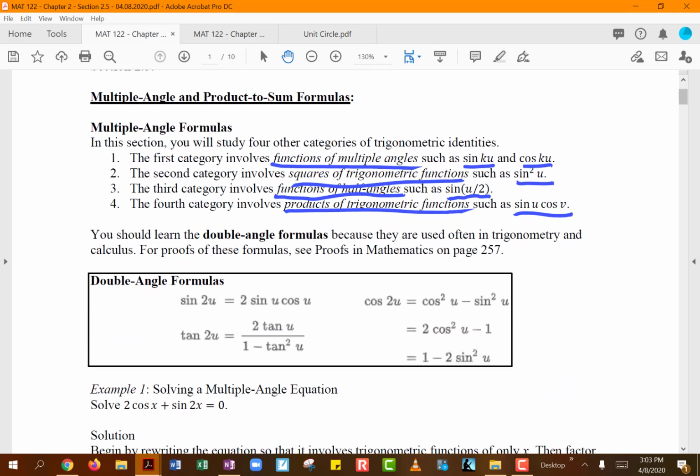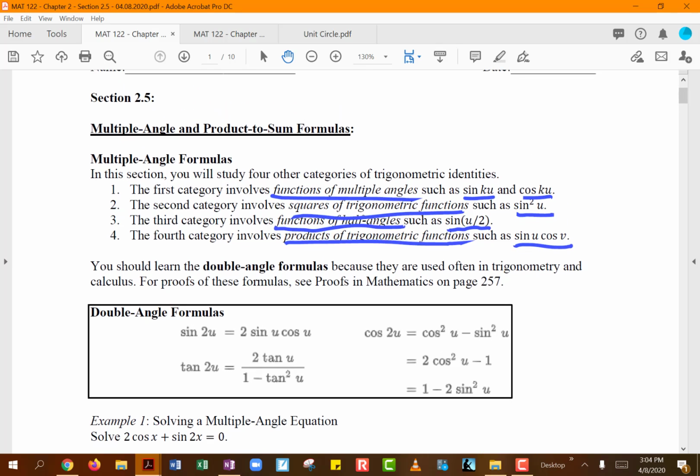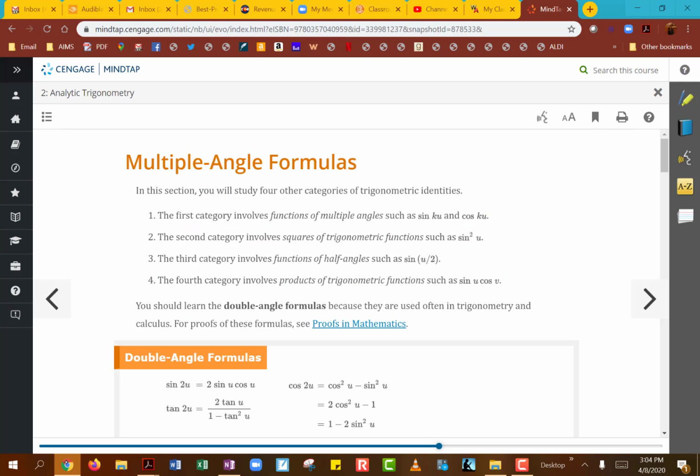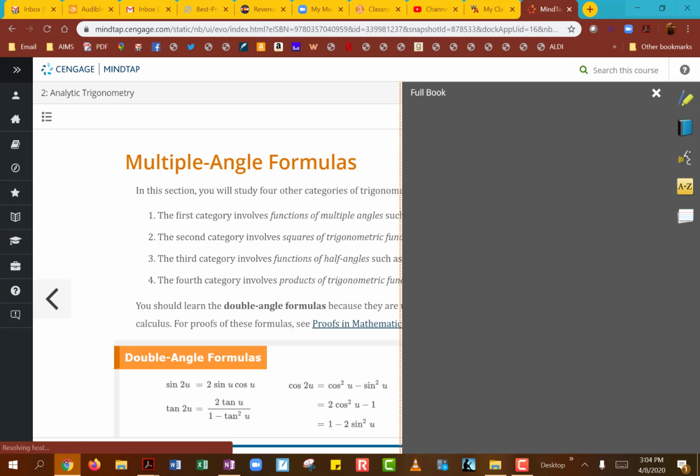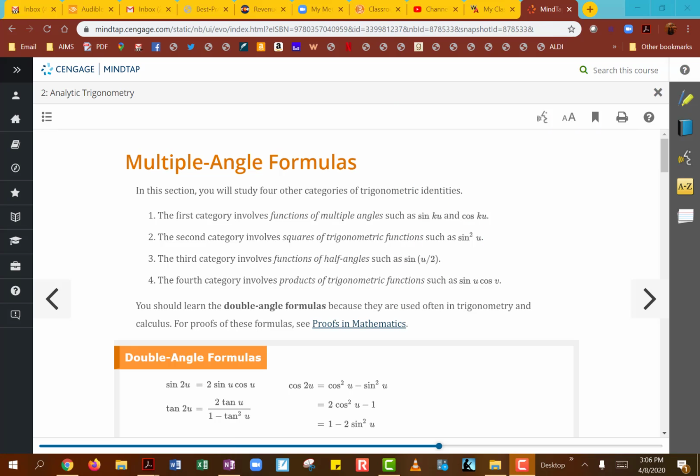So the first thing we're actually starting out with is the double angle formulas. So these formulas are pretty commonly used, of course, in trigonometry, but also in calculus. Now, if you go to your textbook page for section 2.5, you can actually click on this little link over here for proofs in mathematics.